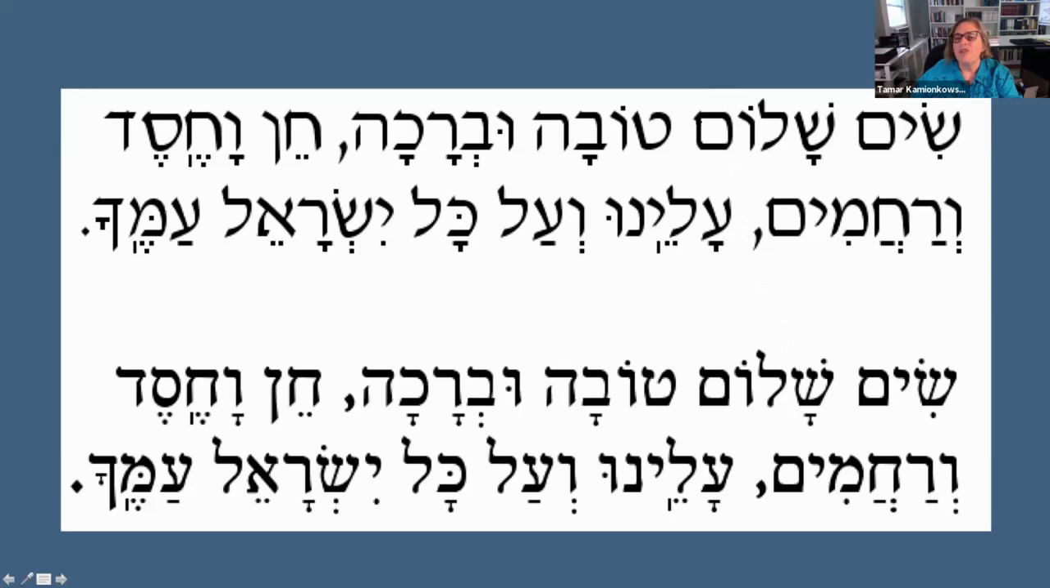The mem sofit, when the mem is at the very end of a word and it takes a different form than its regular mem, you can see here how it looks a lot more boxed and squared, and it's got this little flare on the top. As long as it is pretty close to something that looks like a box, it's a mem sofit.